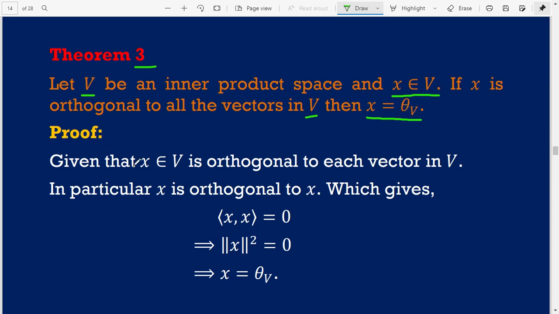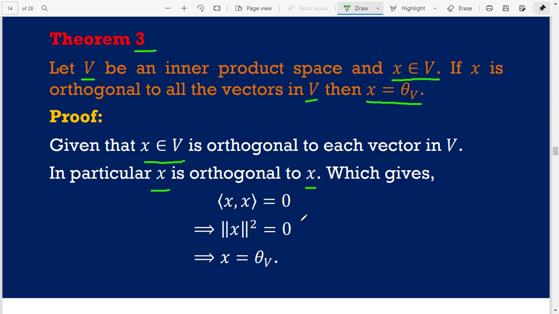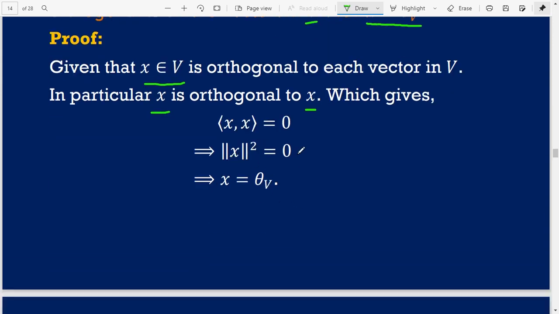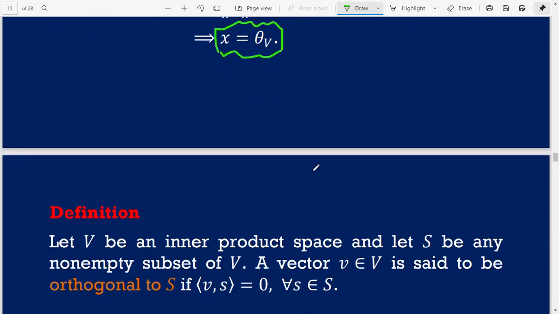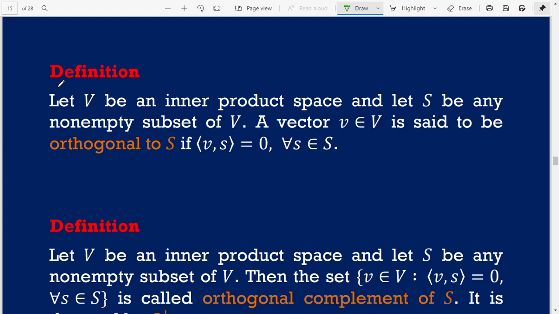Proof: given that X belongs to V is orthogonal to each vector in V. In particular, X is orthogonal to X, which implies inner product X with X is equal to 0. So norm X square is equal to 0, and norm X square is equal to 0 implies X must be 0 vector. Hence the proof.